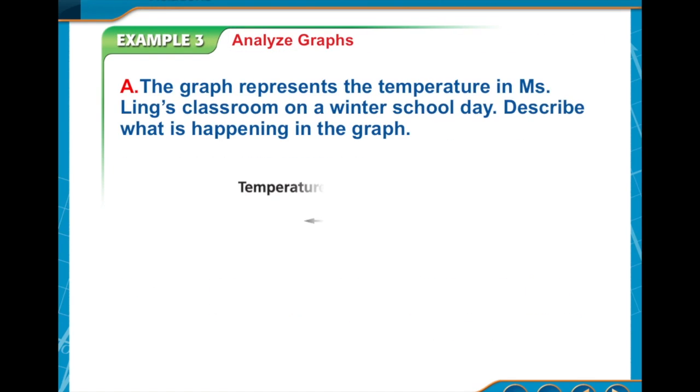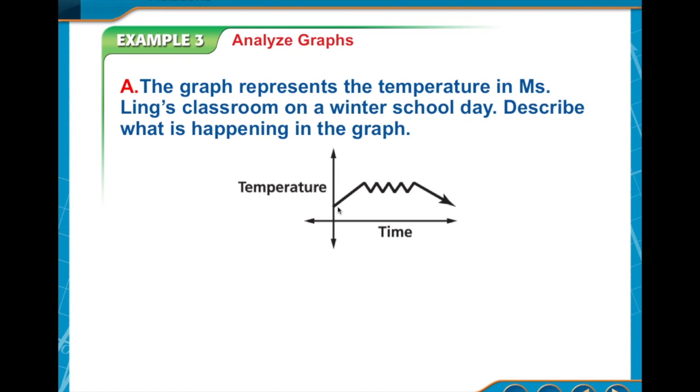Moving on to example 3. We're looking to analyze this graph. So we've got temperature on our y-axis, time on our x-axis. We want to look at the graph that represents the temperature in a classroom on a winter school day. And let's just describe what's happening. So for this one, you just jot down, describe. The directions are to describe what's happening in the graph.